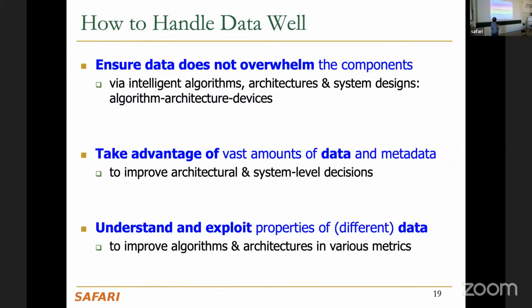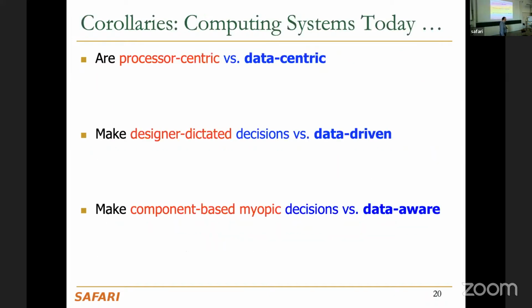We can also take advantage of vast amounts of data and metadata. Now that we have a huge amount of data, why not use it to customize our systems on the fly? This is really important, and I'm going to talk about it a little bit in this lecture. It's also important to understand and exploit the properties of different data. Hardware in the past conventionally treated all data the same, but in reality data are not the same, depending on which applications the data belong to. If we can somehow transfer the semantics of data to the hardware, we can make much better decisions.